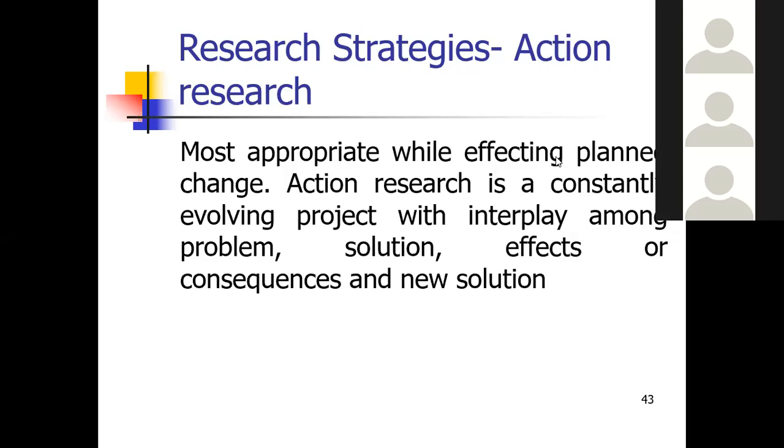In the research onion, the next type of research is called action research. You can see here, most appropriate while effective planned change, action research is a constantly evolving project with interplay among problem, solution, effects, consequences, and new solutions.